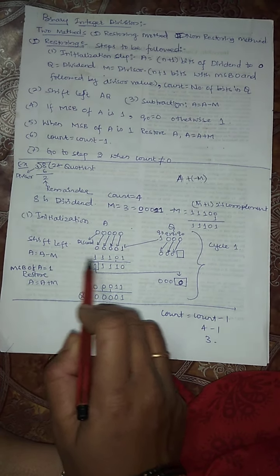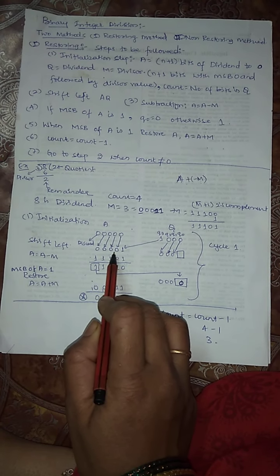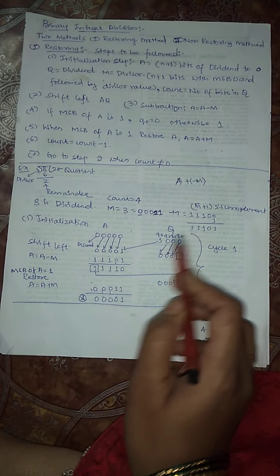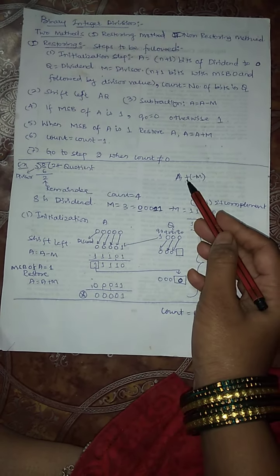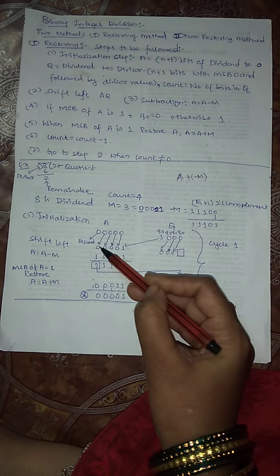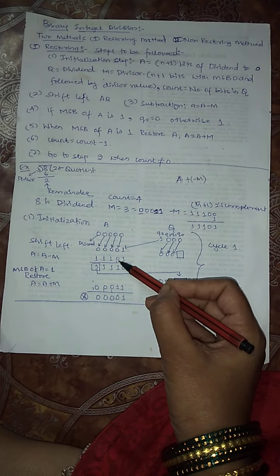So what is the value? This is the value of A after shifting. What is this minus M value? Minus M value is 11101. So 11101, then do the addition operation, A plus minus M. This is the A value. Do the addition: 1 plus 1 is 0, carry 1.